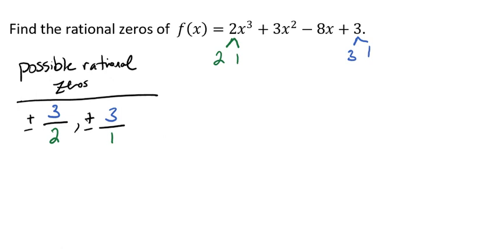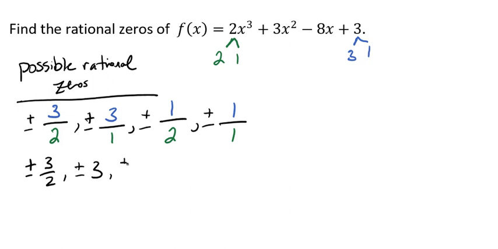So we're going to do our blue 1. So we're going to say plus or minus 1 over the green 2, and plus or minus the 1 over the green 1. And so now we can kind of simplify these, and we're going to get plus or minus 3 over 2, plus or minus 3, plus or minus 1/2, and plus or minus 1. We don't have any repeats, so that's good. So these are our possible choices. So that means that there are 8 different numbers we would have to plug in if we wanted to try all of those.